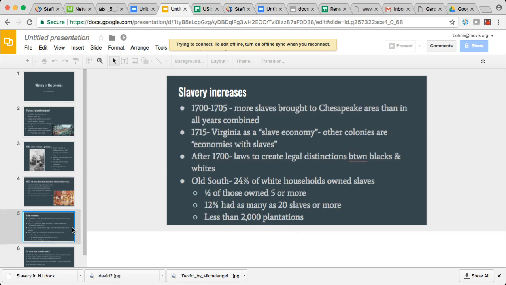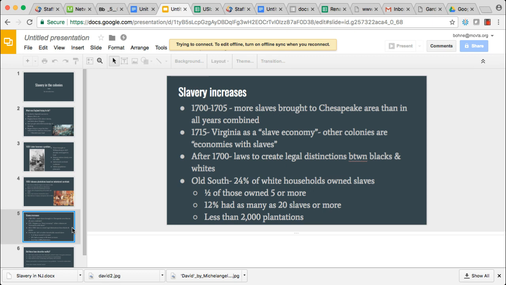So from 1700 to 1705, more Africans were imported to the Chesapeake area in Virginia than all of the other years combined. So this is actually when the most were brought over in these few years. Now, 10 to 12 million slaves in total were brought to the Americas during the slave trade. 76% of all of those slaves were brought between 1701 and 1810. So in that 100 or so year period.